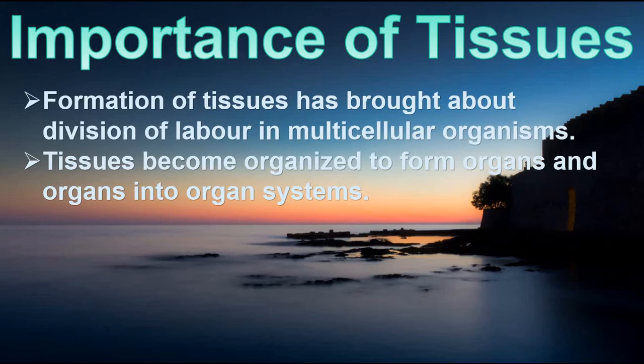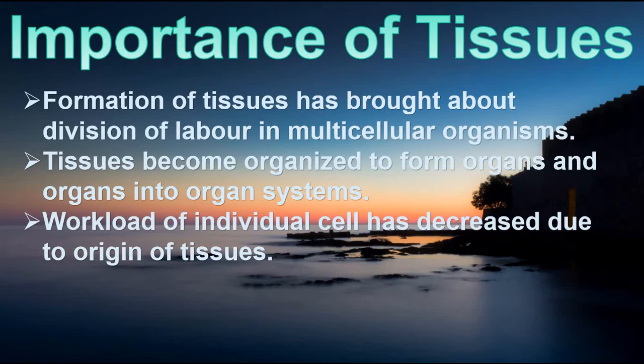And the second importance is that tissues become organized to form organs, and organs into organ systems. You know that cells together form tissues. We have discussed it right before. They should be similar and they should do a similar function together, so then they will be organized into tissues. So a group of tissues which do a similar particular function form an organ, and organs which do similar functions turn into organ systems.